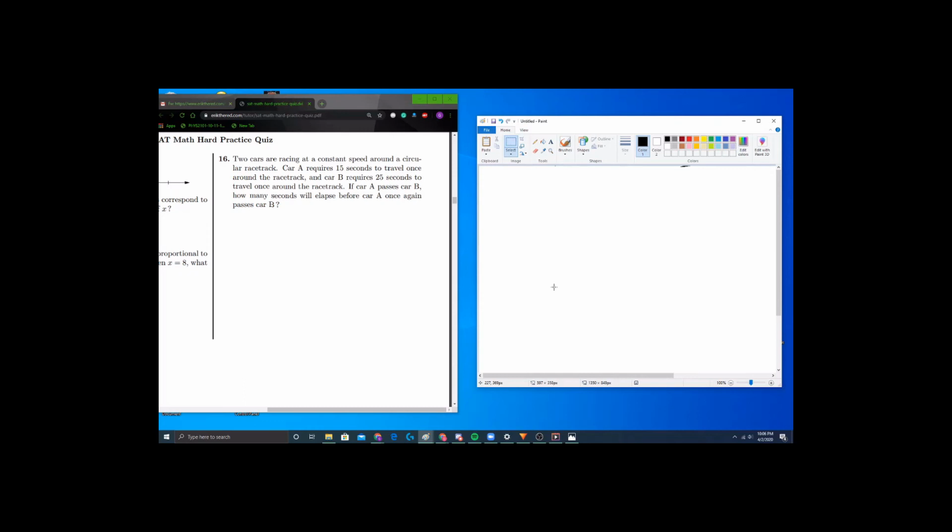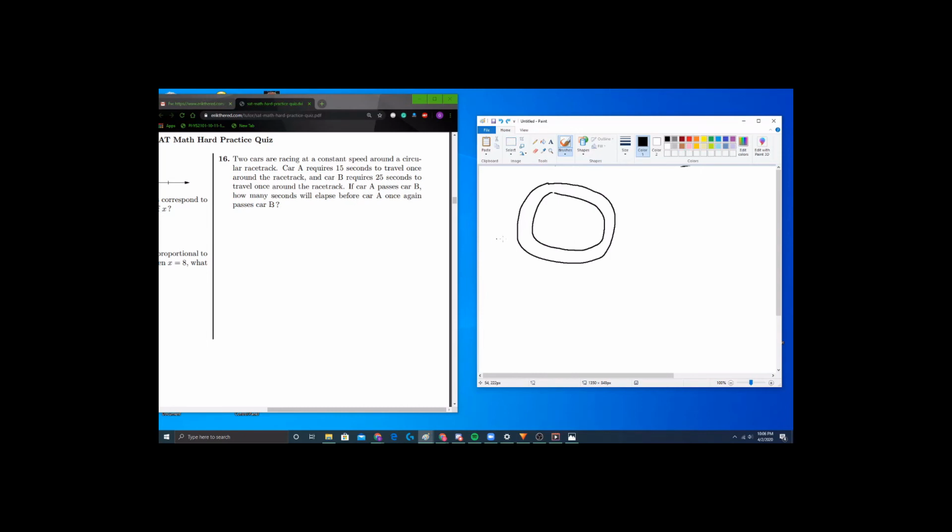If car A passes car B, how many seconds will elapse before car A once again passes car B? So let's draw a picture. This is going to be our circular track. We've got car A here, and car B.